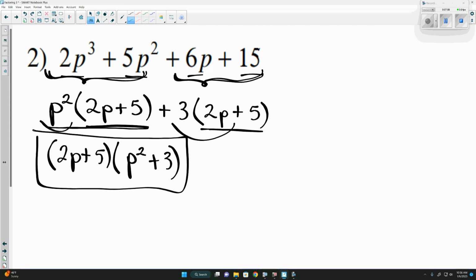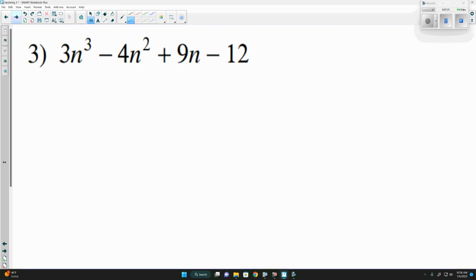Questions on any of this so far? We'll look at another one. Ready to look at the next one? 3n cubed minus 4n squared plus 9n minus 12. Yes, sir.